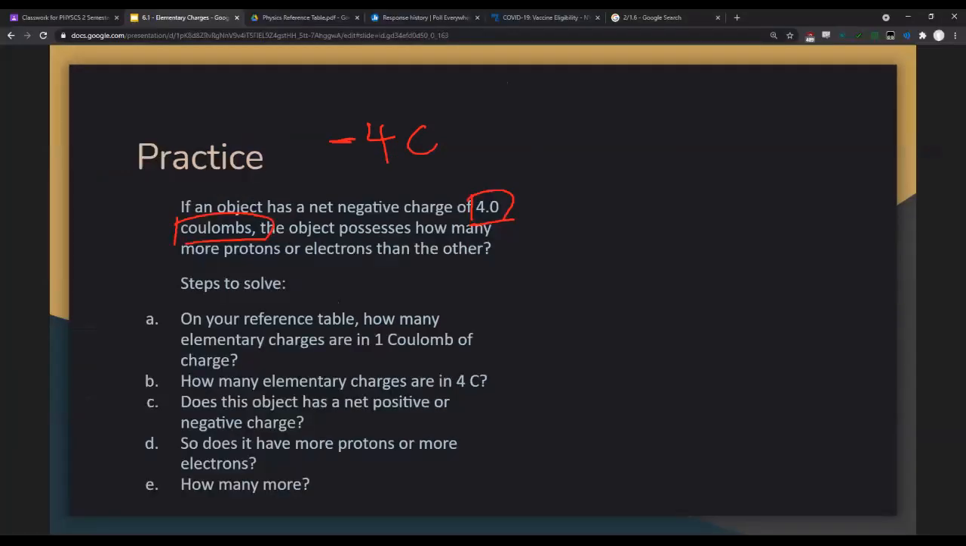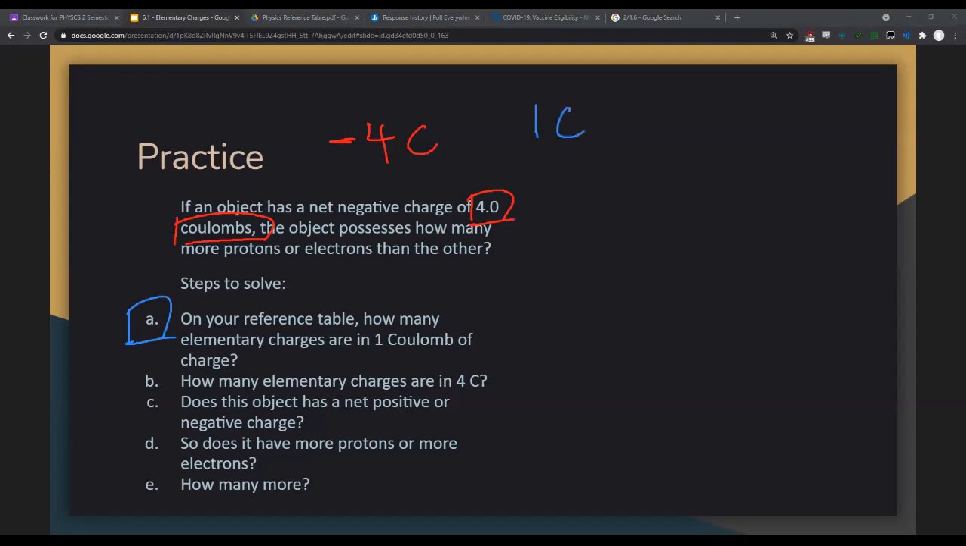So if the net charge of an object, again, any object can have an electric charge. Let's say my pen has a net negative charge of 4 coulombs. So negative 4C. How many more electrons or protons do I have than the other? So the first step is, well, you have to figure out on your reference table, how many elementary charges are in 1 coulomb of charge?